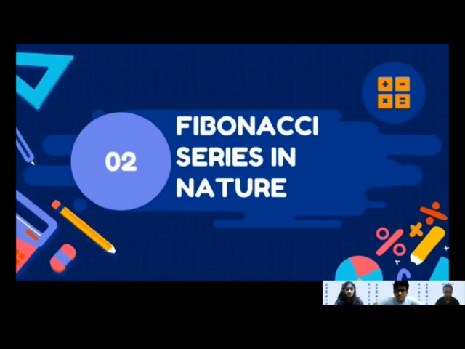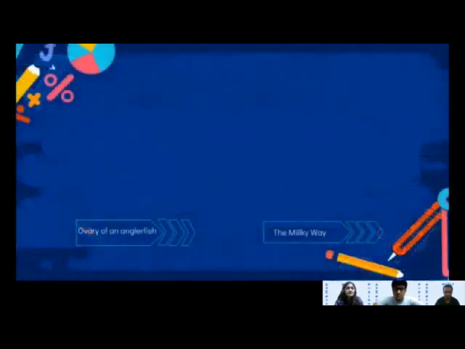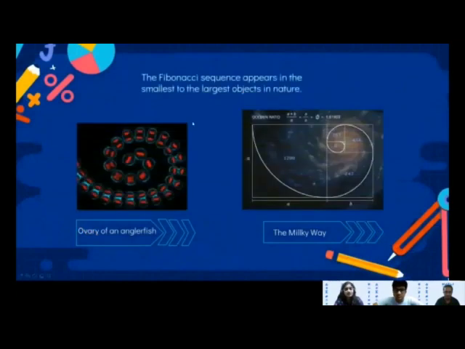Fibonacci series in nature. Mathematics is the science of patterns, and nature exploits just about every pattern there is. As a testament to this quote by Ian Stewart, the Fibonacci sequence appears in the smallest to the largest objects in nature. On the left is the microscopic view of the ovary of an anglerfish, and on the right is the Milky Way. Both shapes are spirals that grow at the rate of phi, which is the golden ratio.